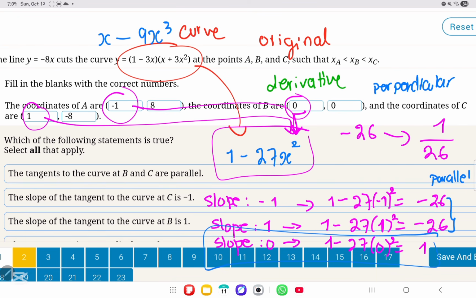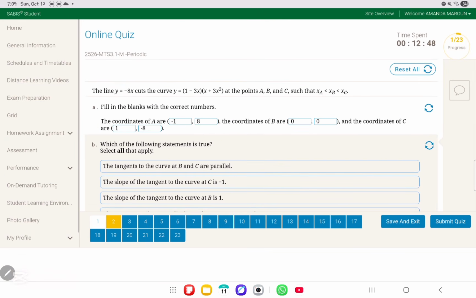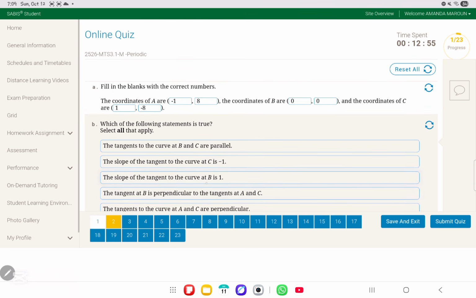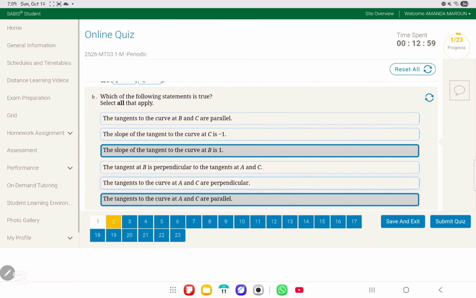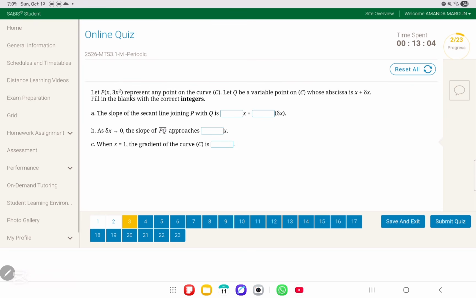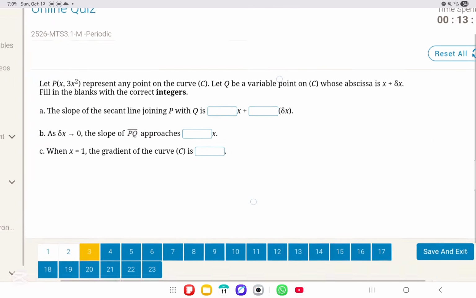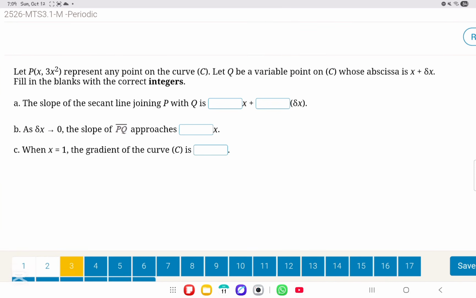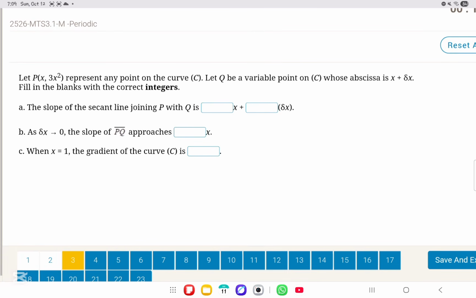And at B, okay, the slope of the tangent at B is what? It is 1. Perfect. So it's going to be that the tangent to the curve at A and C are parallel. Remember, A is minus 1, C is 1. And then the slope of the tangent to the curve at B is 1. Perfect. These are the only two answers we need to put. Now we'll move on to question number 3, okay? Let P(x, 3x squared) represent any point on the curve C.